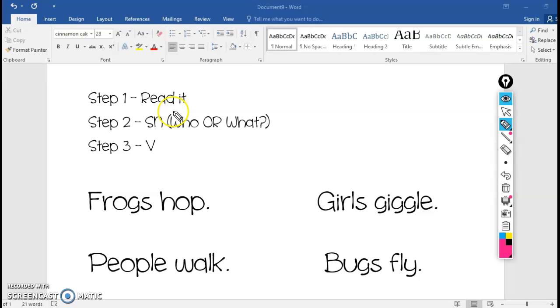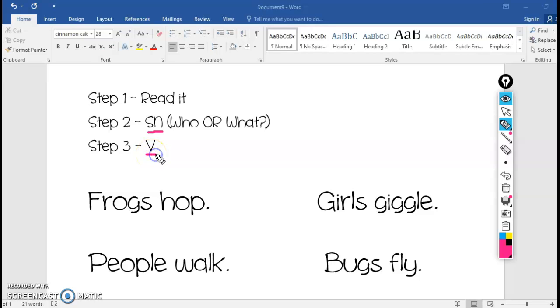So the first step is to just read the sentence. Pretty simple. Step 2 is to look for the subject noun, and we identify a subject noun with the letters SN, subject noun. When we're identifying a subject noun, we're going to ask who or what. We ask who if the subject noun is a person, and we use what if the subject noun is a place, thing, or animal.